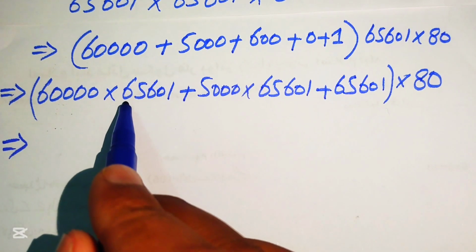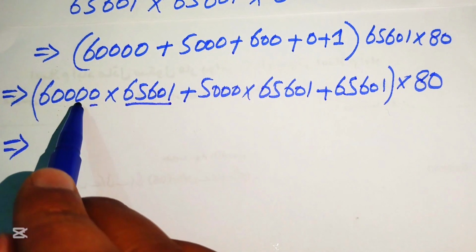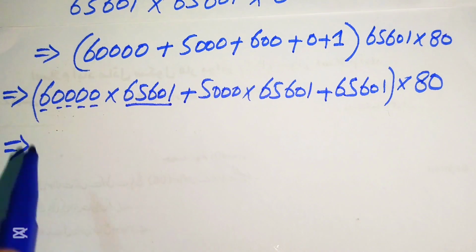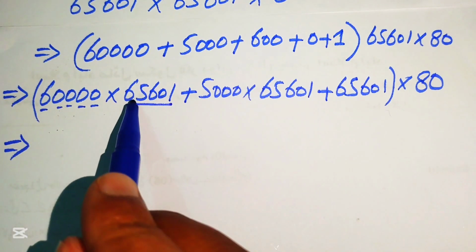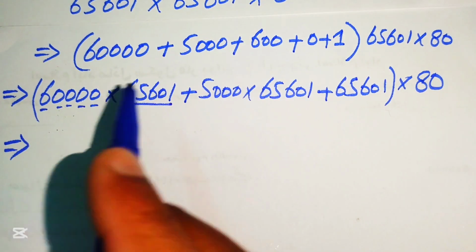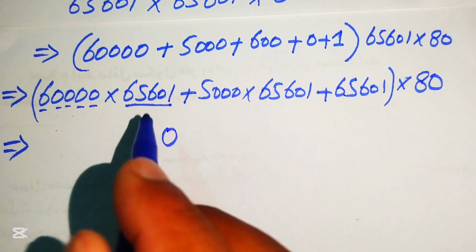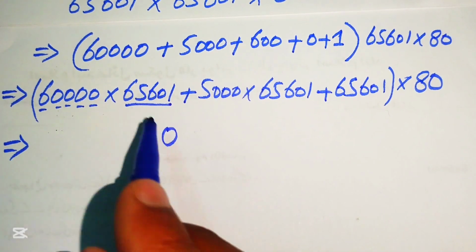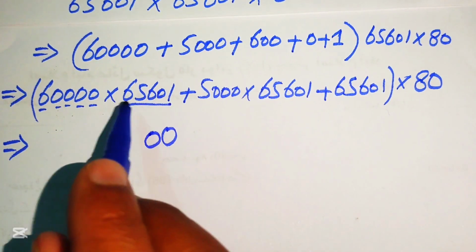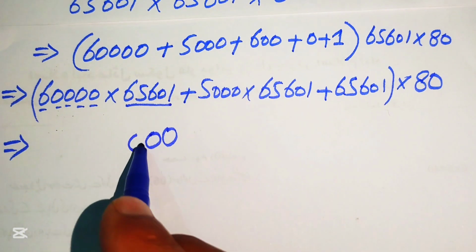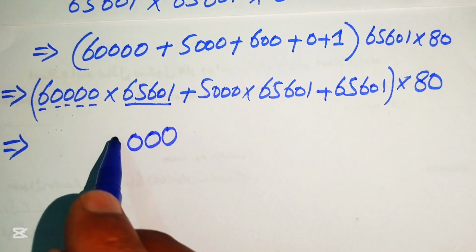So you see that this is our one number and these are the five numbers. Okay, so when you multiply this 65601 with this 0, then we will get 0. 65601 multiplied by this 0, we again get 0. Multiply this number, we again get 0. Multiply this number, we again get 0.